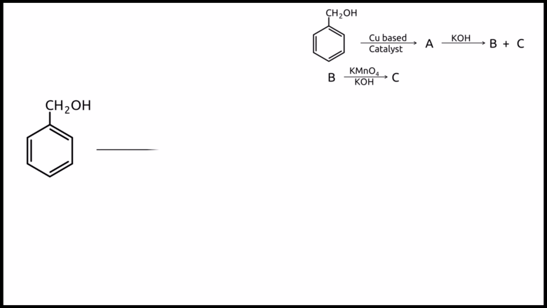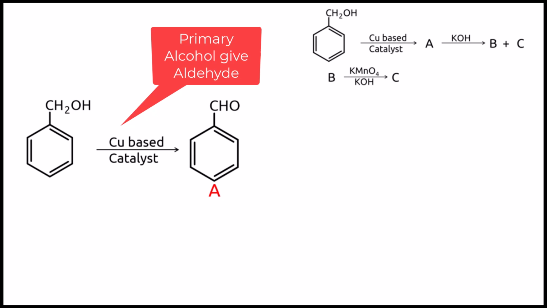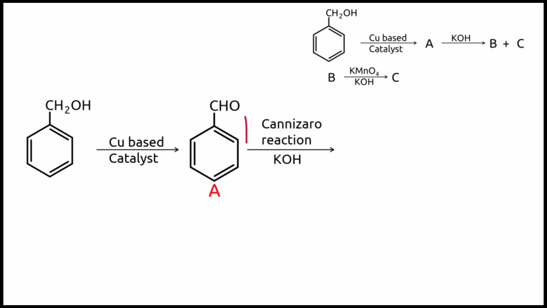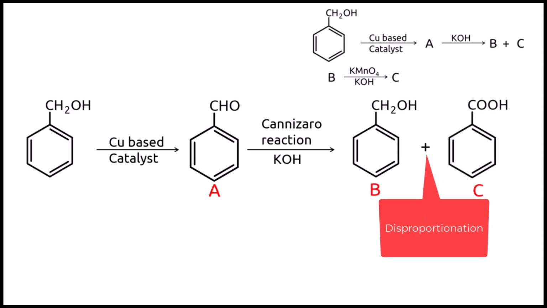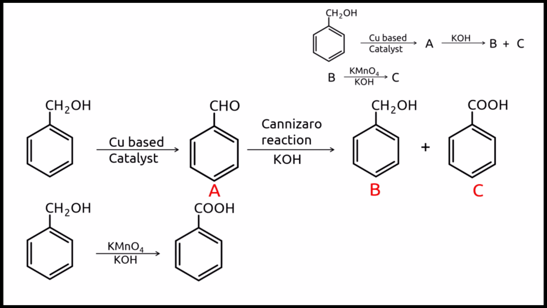First, benzyl alcohol when reacted with a copper-based catalyst forms benzaldehyde. And benzaldehyde on treatment with KOH, which is actually the Cannizzaro reaction, since benzaldehyde doesn't have an alpha hydrogen, so it gives the Cannizzaro reaction. It forms two products through disproportionation. One is benzyl alcohol, another is benzoic acid, and compound B, that is benzyl alcohol, is further treated with KMnO4 and KOH. It forms benzoic acid. So in that way, A, B, and C are identified.